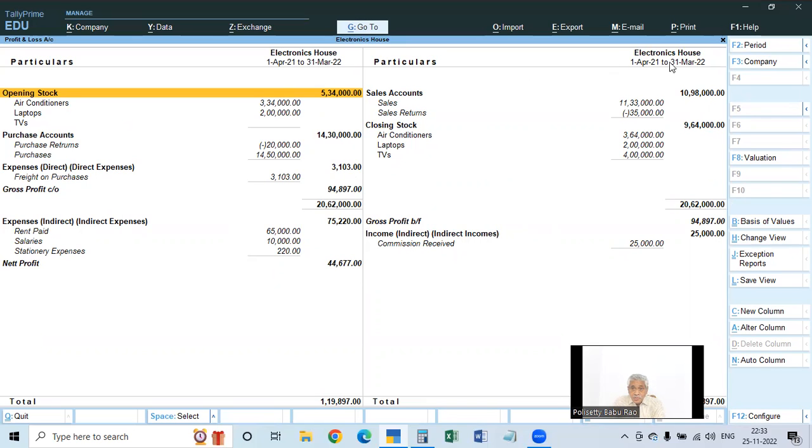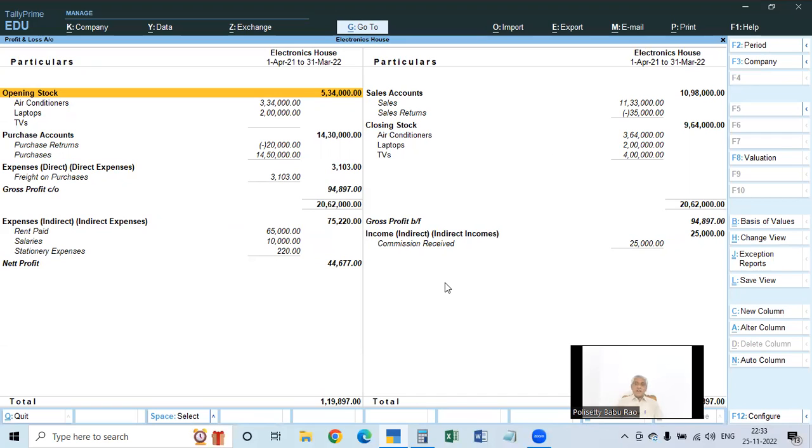1st April to 31st March, 21 to 22. So 21-22 financial year. The expenses or incomes relating to this period only are to be taken here. Then only you will get the real profit or loss. So only related to this period only we have to take.